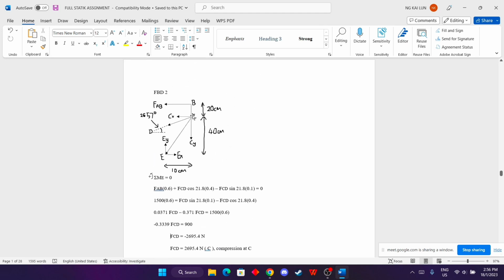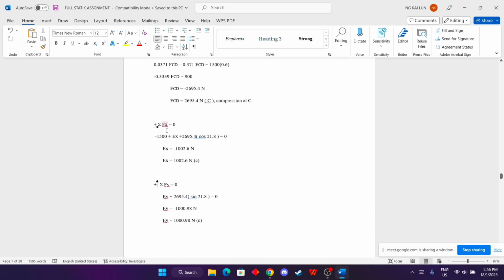Since I already found the force here, I have the horizontal force for here. I can find the EX here, and FAB. I have this force here, the horizontal force for D, and I can find FE, EX. So here I found EX is equal to 1002.6 Newton.